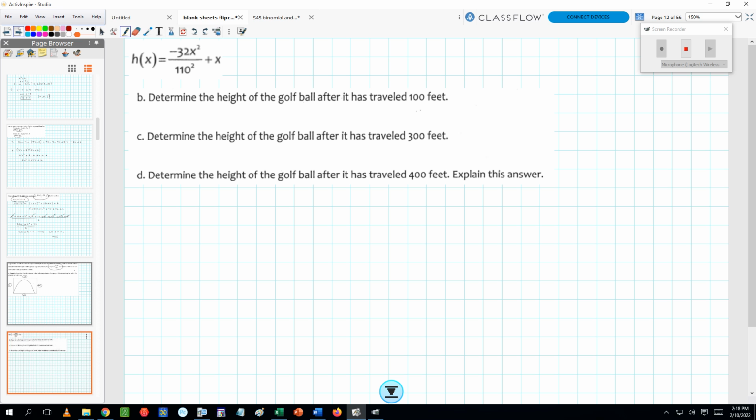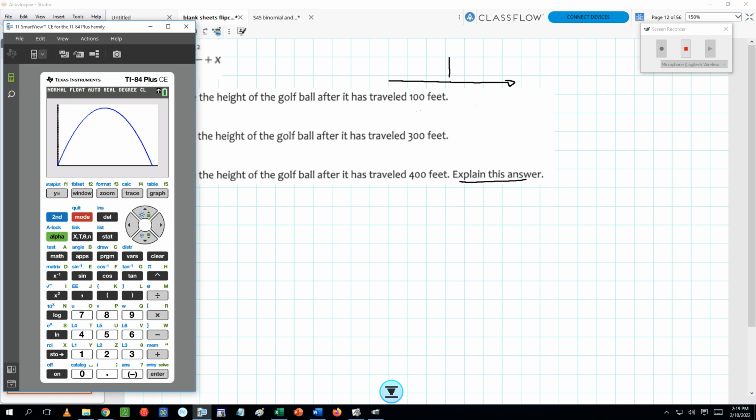Second part, determine the height of the golf ball after it has traveled. So what our x is going to represent is how far horizontally the ball has traveled. And what we want to do in finding the h of x is figure out how high up it is. So one at a time, I'm going to plug in a 100, a 300, and a 400. And then there's something special or extra about that last one there. So back to my normal screen. And here's how I would do it.